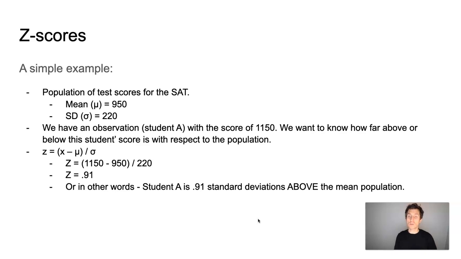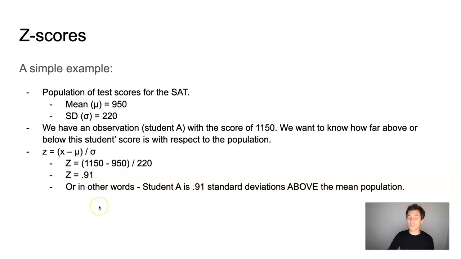So the formula that we use to calculate a z-score is x, and x is going to represent the student's score, minus the mean or the average, and we're going to divide all of that by our standard deviation. So the formula that we're essentially using is 1150, which is the student score, minus 950, which is the mean of all scores, divided by 220. And that's going to give us a z-score of 0.91.